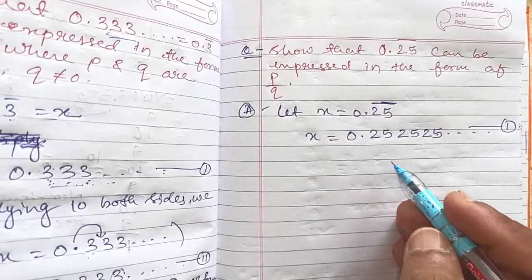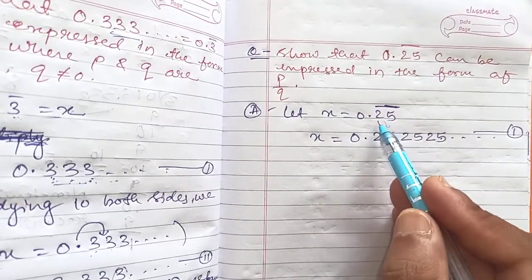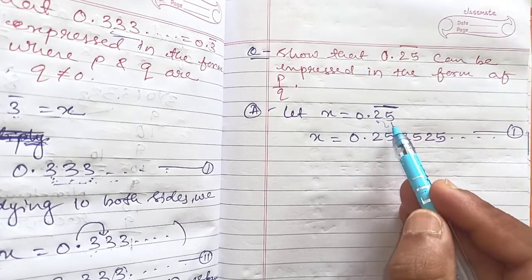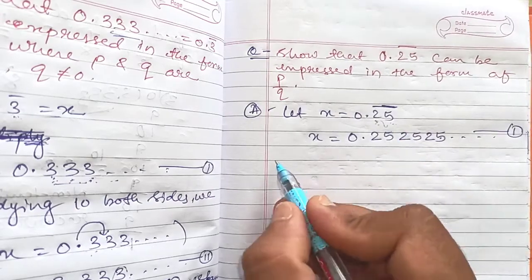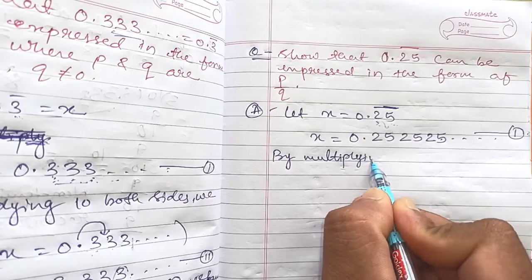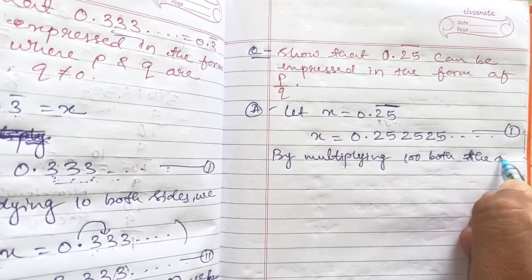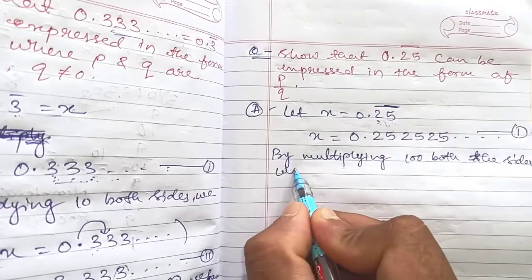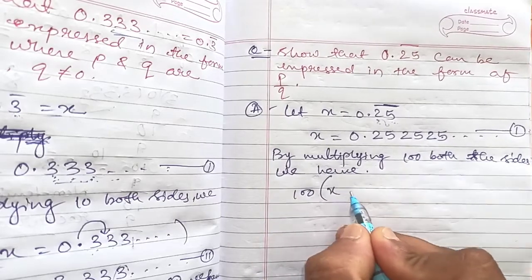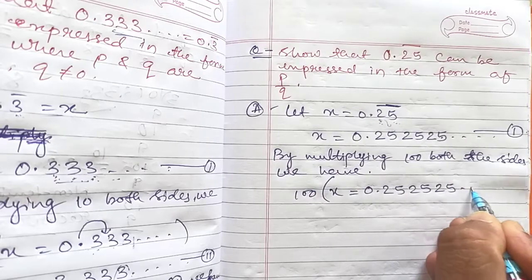Now what I said: how much do we have to multiply on both sides? Here we will multiply by 100 on both sides, because 2 numbers are under the bar. If one number is under the bar, multiply 10. If 2 numbers are under the bar, multiply 100. So by multiplying 100 on both sides, we have 100 times x equals 0.25, 25 and 25 dotted.